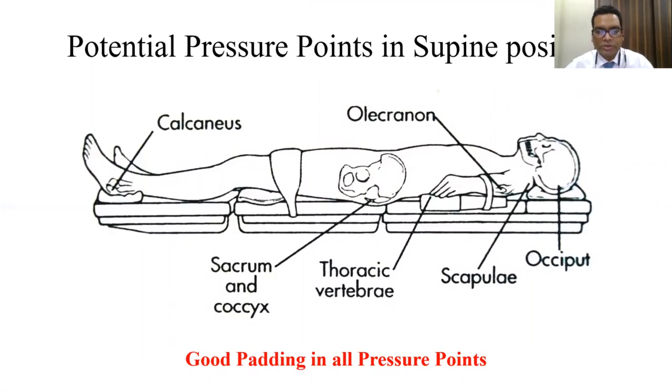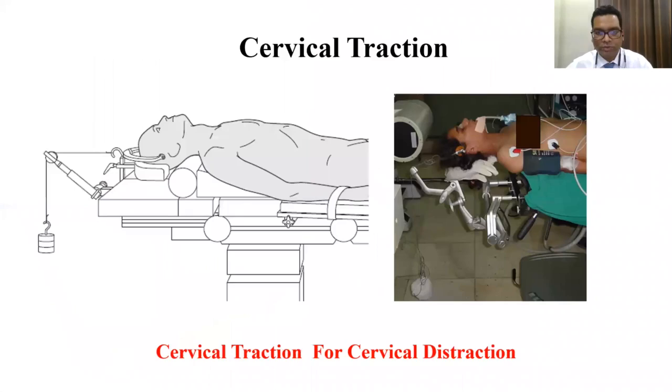In the supine position, the calcaneum, olecranon, sacrum, thoracic vertebrae, scapula, and the occiput have to be well padded. In a few conditions like cervical facet dislocations, cervical deformity, and cervical corpectomy cases, we need cervical traction.